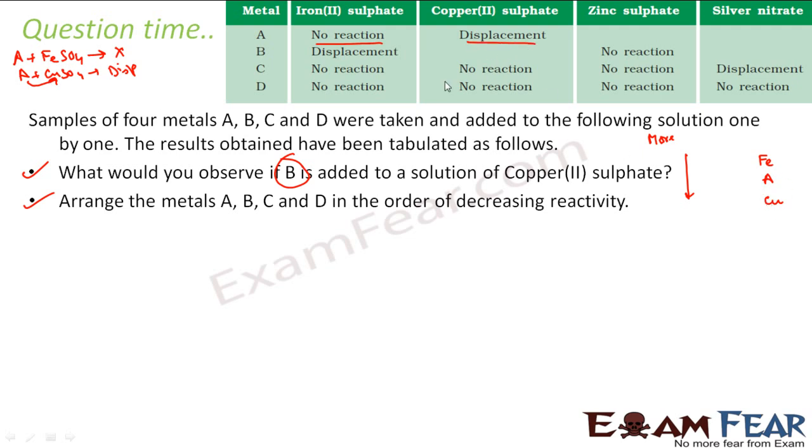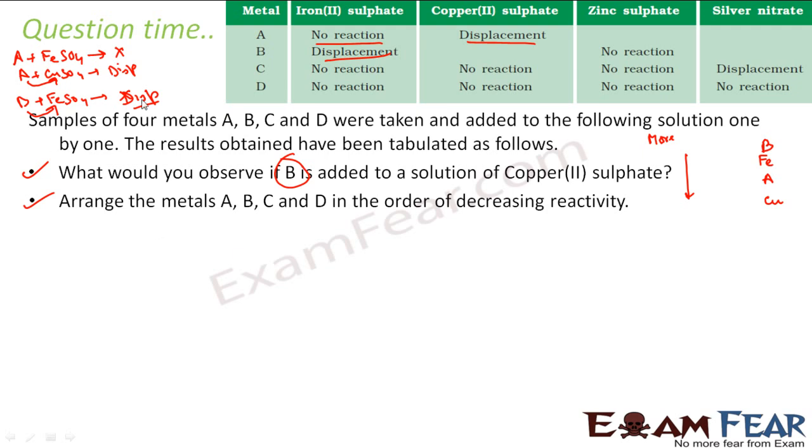This is also done. The third is B when it reacts with iron sulfate. That is B plus FeSO4, sorry, there is a displacement. There is a displacement there. That means B is able to displace iron from here. That means B is stronger than iron. So we'll put B somewhere above iron.